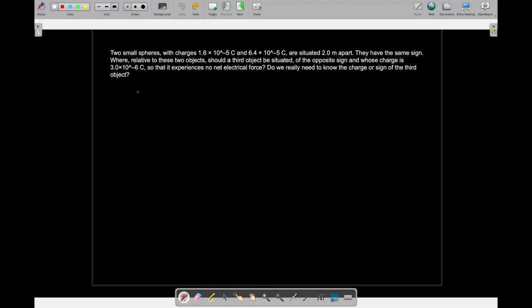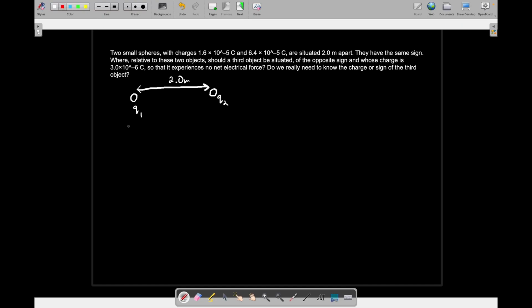So first, let's draw a diagram of this scenario. If we have one sphere here, we're going to call that Q1. And then some 2 meters away, I'm going to have my 2.0 meters there, we have a second object, Q2.